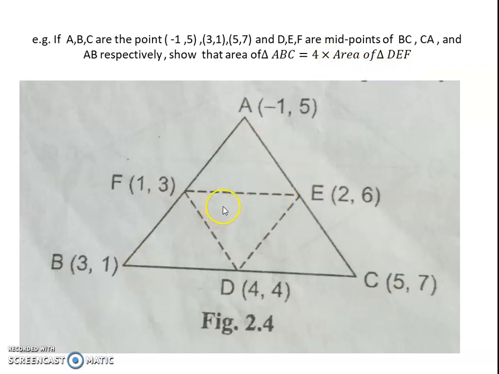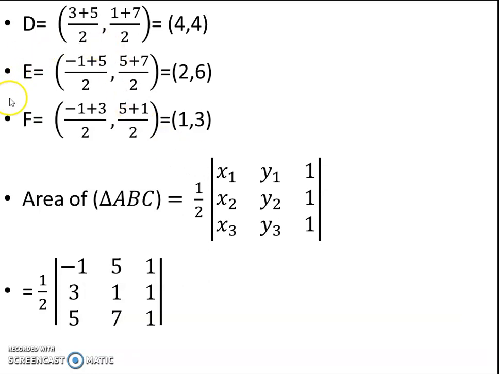So step by step, we first find the area of triangle ABC, then the area of DEF, then prove it. For this we need the area of triangle determinant formula. But before going to the determinant formula, we have to find the midpoints. It is easily 3 plus 5 upon 2, 8 upon 2 is 4. 1 plus 7, 8 upon 2 is 4. 5 minus 1, that is 4 upon 2, is 2. 5 plus 7, 12 upon 2 is 6. For F, minus 1 plus 3 upon 2 is 2 upon 2, 1. 5 plus 1, 6 upon 2, 3.